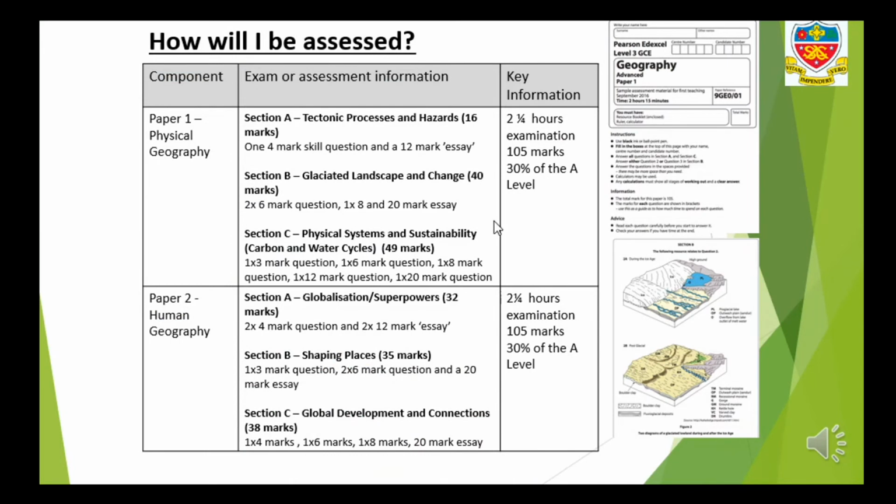So Papers 1 and 2, this is the idea. Hopefully it makes sense now. Sections A and B represent the first year for both human and physical geography. Section C is the year 2 topics. And again, all I want to draw your attention to is there are lots of smaller questions, but we build up to 12 mark assess questions and 20 mark evaluate questions. So there is extended writing at A-level geography, but it is structured and focused on particular topics.